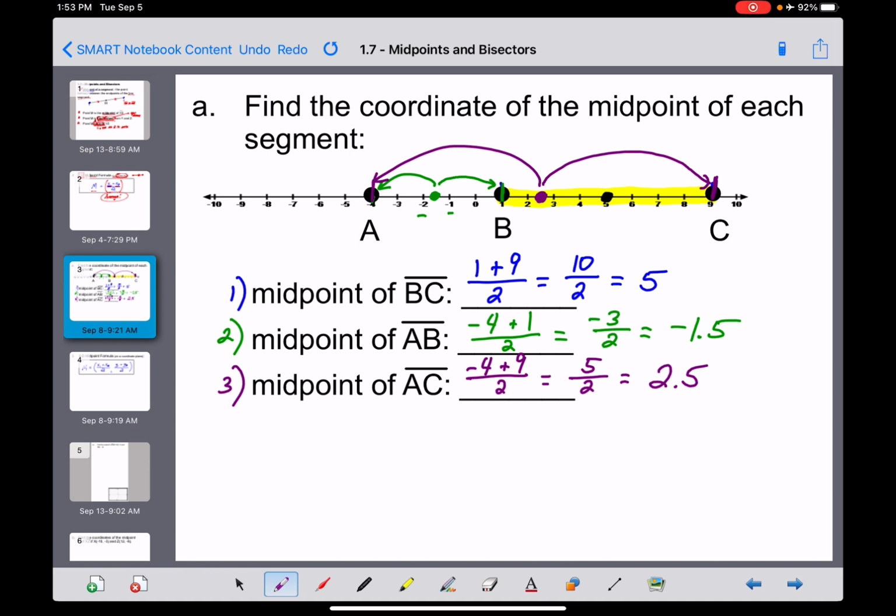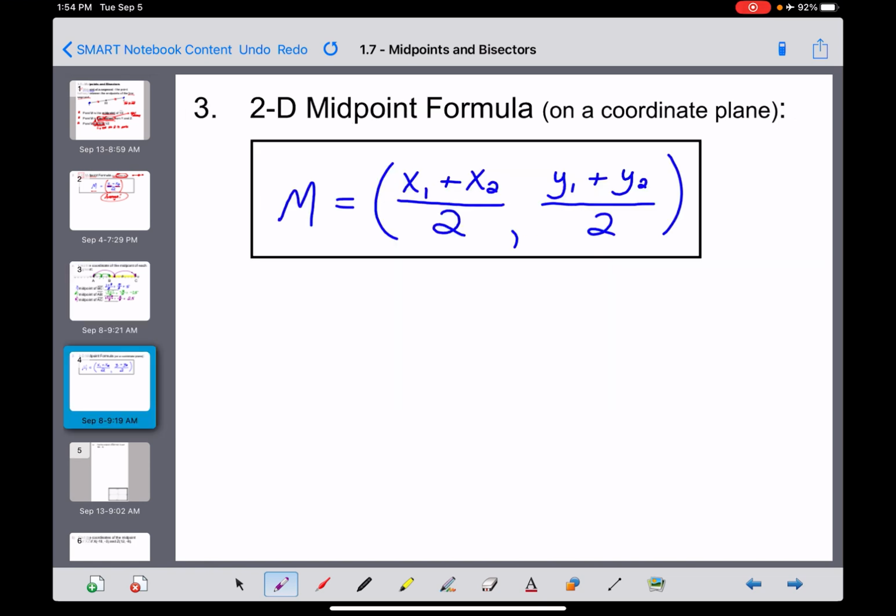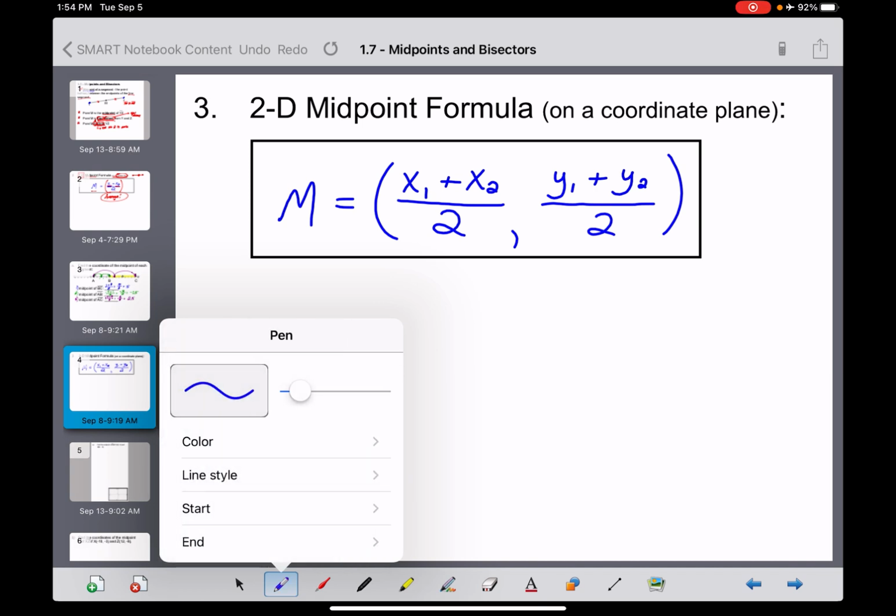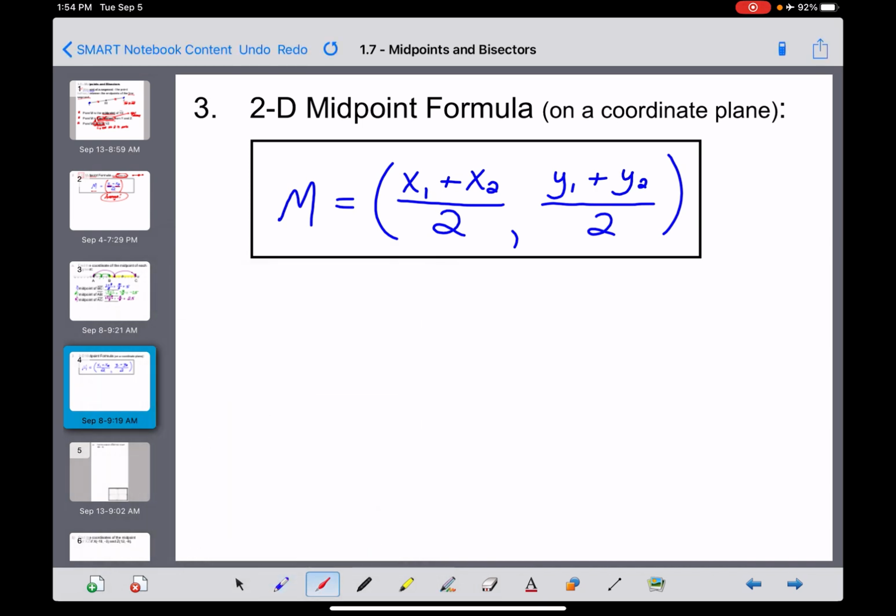So guys, that's how you do a midpoint on a number line. You're really just finding the average of your left endpoint and your right endpoint. So one-dimensional midpoints aren't that bad. Two-dimensional midpoints, then, is where we're going next, and this is just a little bit more complicated than what we did before, but you'll notice this part of the formula here is exactly the same.